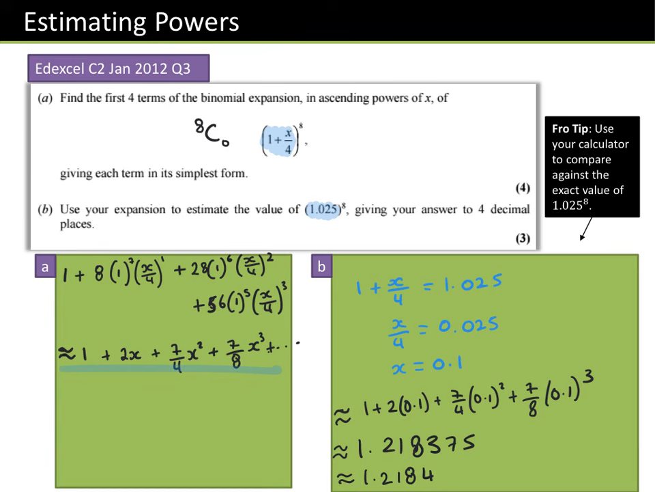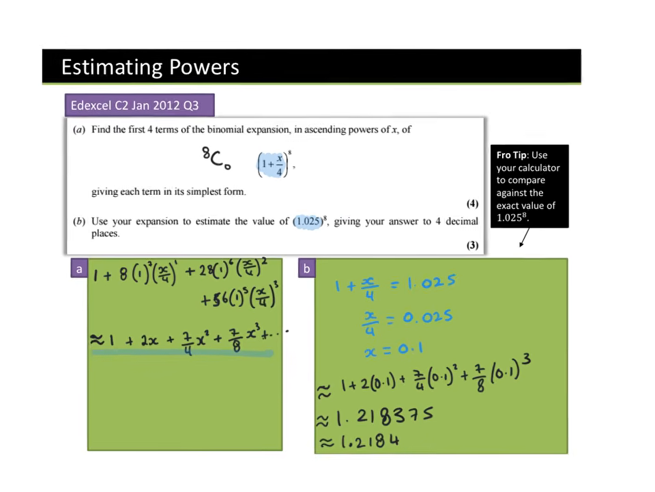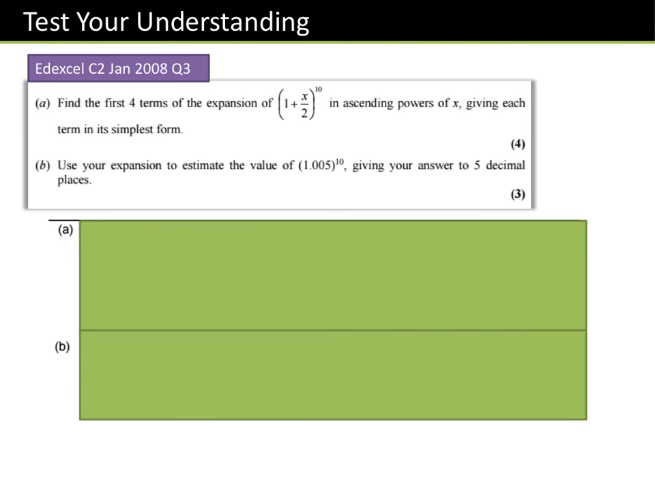So it's approximately 1.2184 to 4 dp. Now, what I also want you to do is put into your calculator 1.025 to the power of 8 and have a look at your approximation. This is how you can double check that you are on the right lines. It should be fairly similar, and it is. That's the same thing. Perfect. So we've got quite a good approximation. Brilliant.